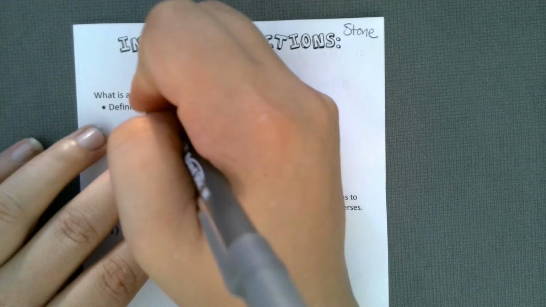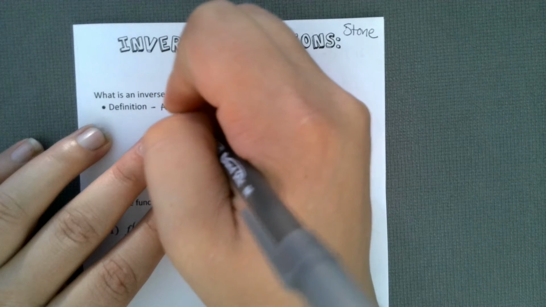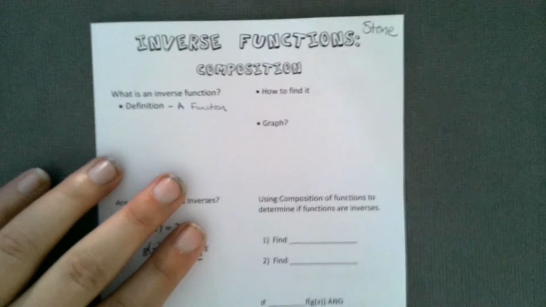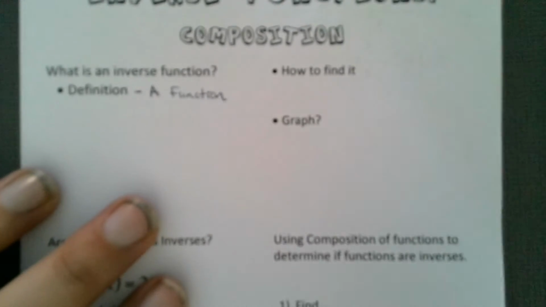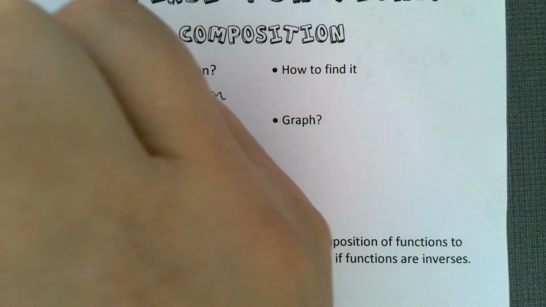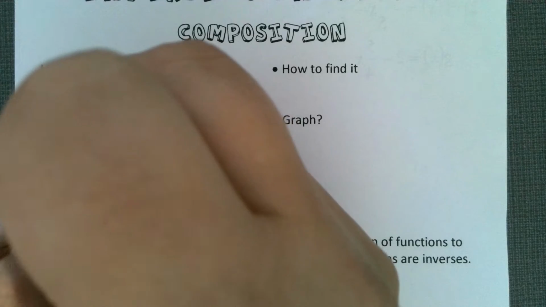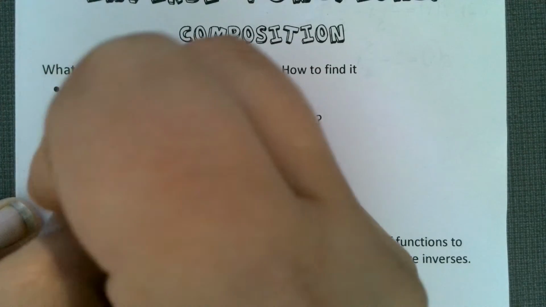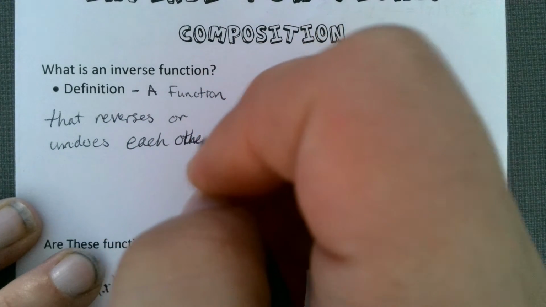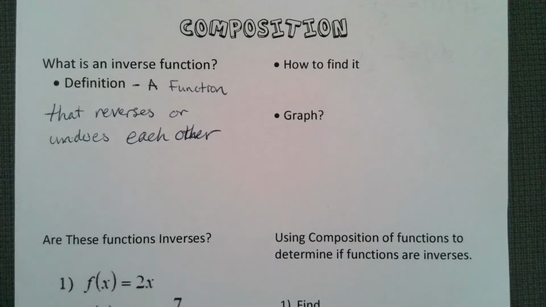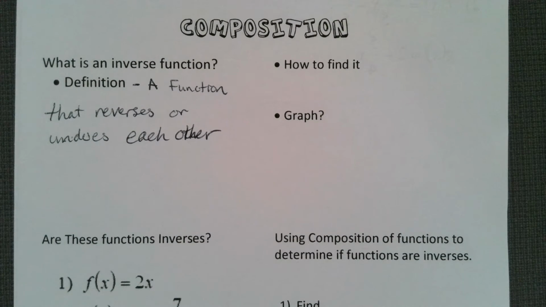So an inverse, the definition of an inverse is just a function that reverses or undoes each other. How do I spell does? Is that does? Undoes? I'm not good at spelling, I'm really good at math. So where they undo each other.